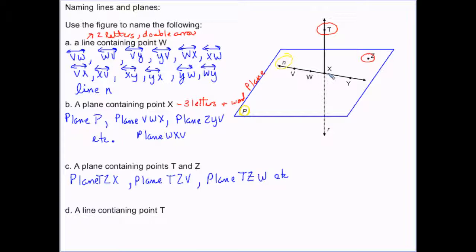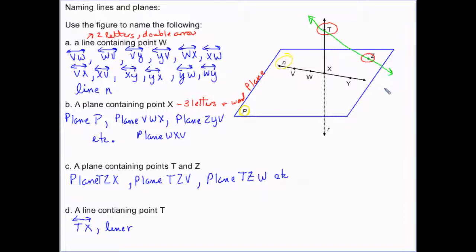Okay. And then we have the line containing point T. We have this line here. So we could call this TX. Or we could say line R. And this is the obvious line because that's a line that's drawn. But technically a line can go through any 2 points. So if I wanted to, I could draw this line right here. And I could have line TZ.